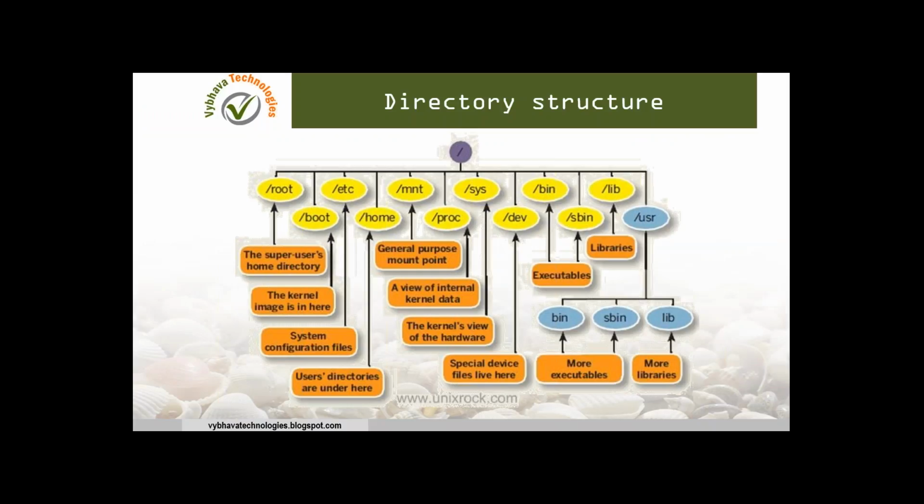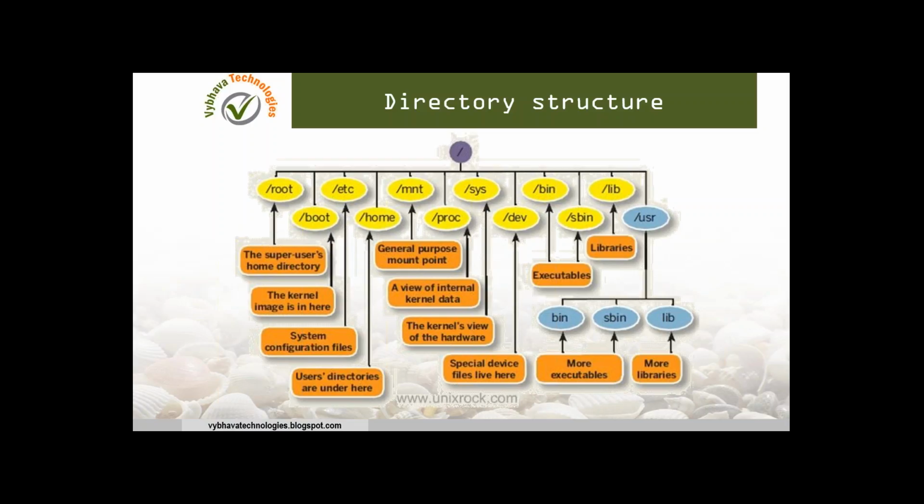Whenever you start a system, the kernel interacts with the different subsystems. Each subsystem is stored in a separate directory. So in complete Unix and Linux, the kernel interaction happens with the root directory. The root directory is going to have slash root, etc, boot, mnt, home, proc, sys, dev, bin, sbin, lib, usr. These are the common directories which you can see in Unix and Linux also. So usr again contains bin and sbin and lib.